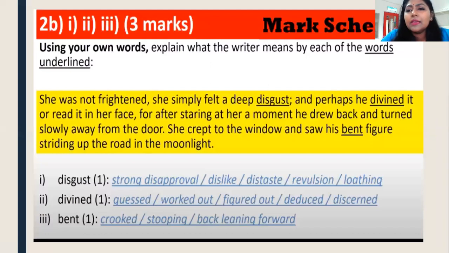Okay, moving on. I have even come up with a simplified version here. I hope that you can get the overall understanding of this text easily, as this is a condensed text from the original paragraph. Great. So, using your own words, explain what the writer means by each of the words underlined: discussed, divined, bent. All you need to do is get one idea to replace the word discussed. So you can come up with strong disapproval or dislike, disdain, revulsion. And when you talk about divined, what could be the possible synonym for the word divined, and for bent, what could be the possible synonym for the word bent.